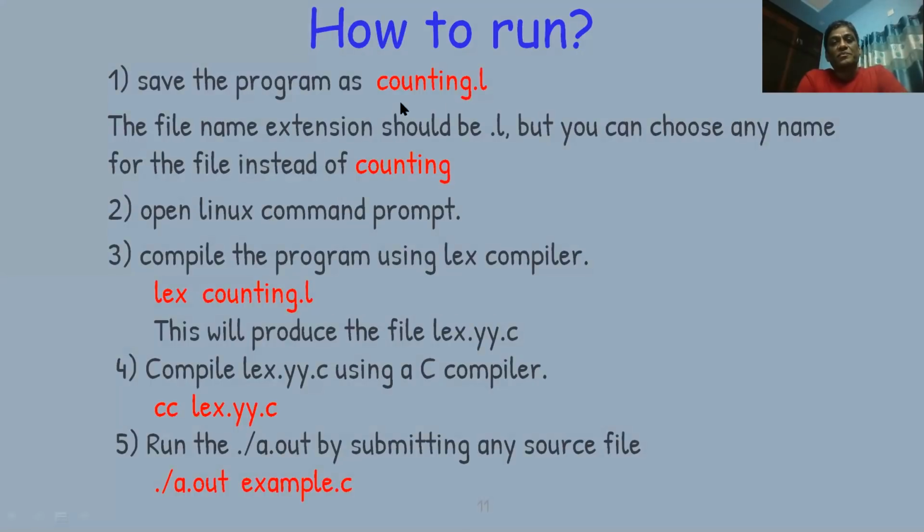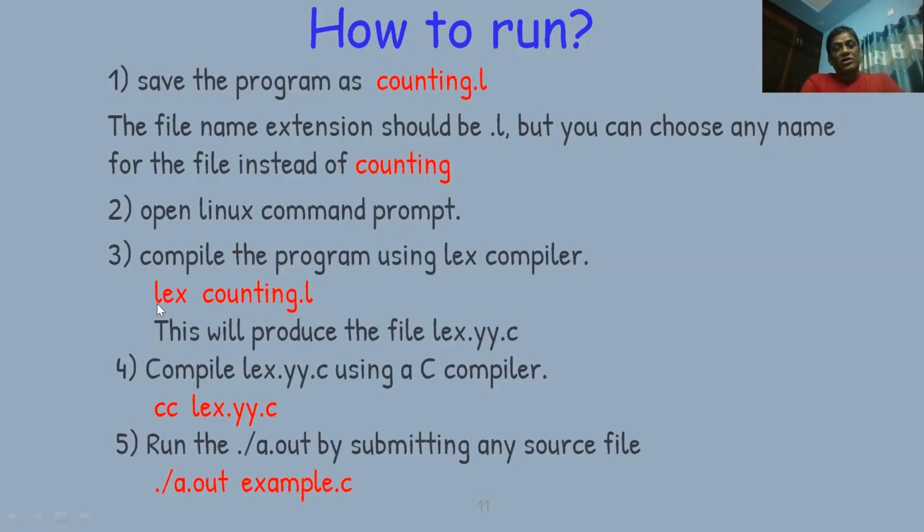Once the program is written in counting.l, the second step: you come back to the Linux command prompt by typing :wq, saving the counting.l program and coming out of the editor. Then at the Linux command prompt, use the command called Lex, and in the latest versions the command called flex is also available. So you can use either the Lex command or the flex command, followed by the file name counting.l.